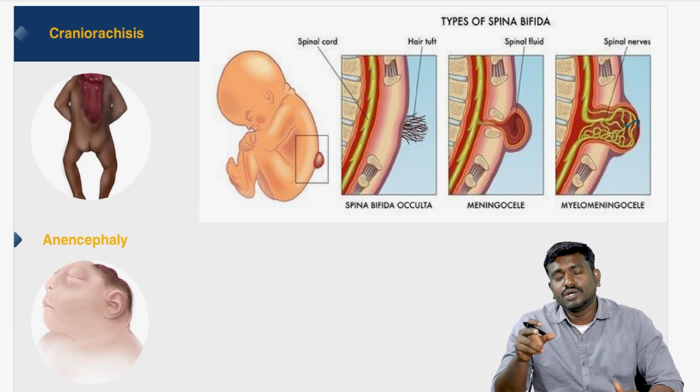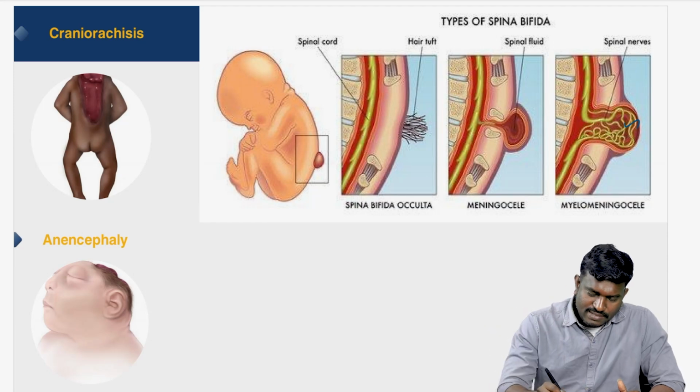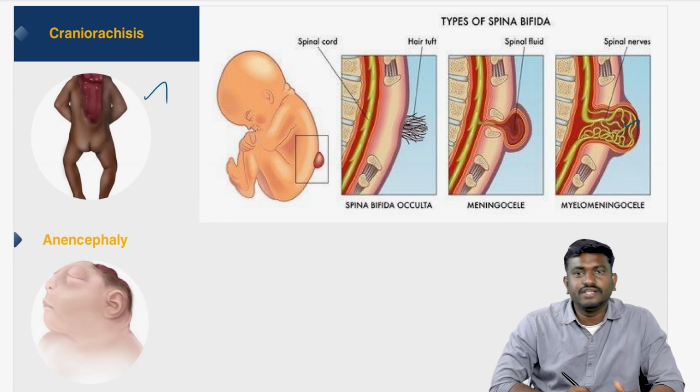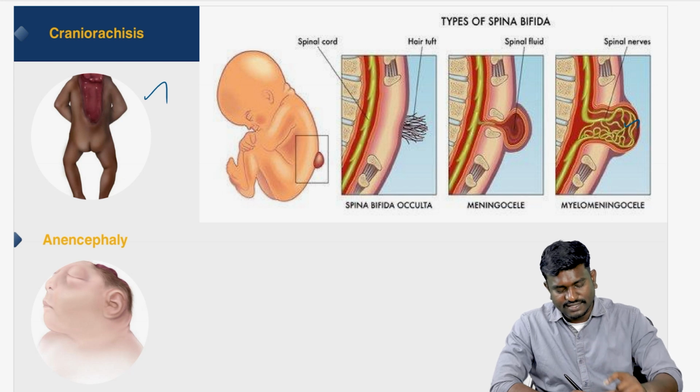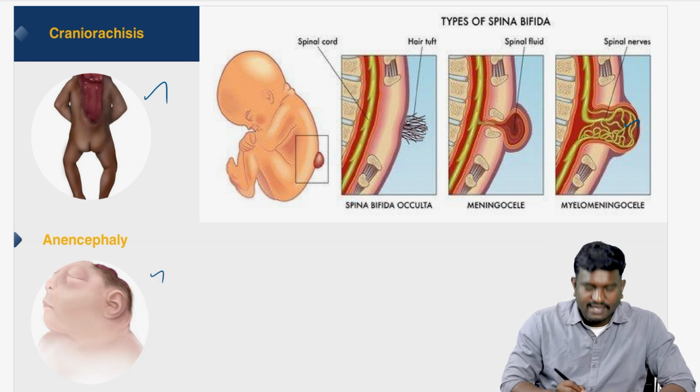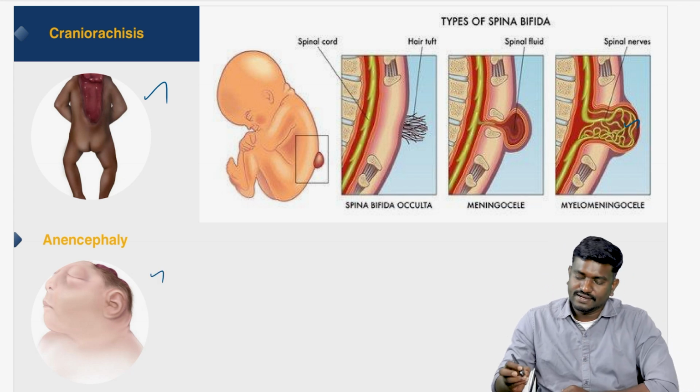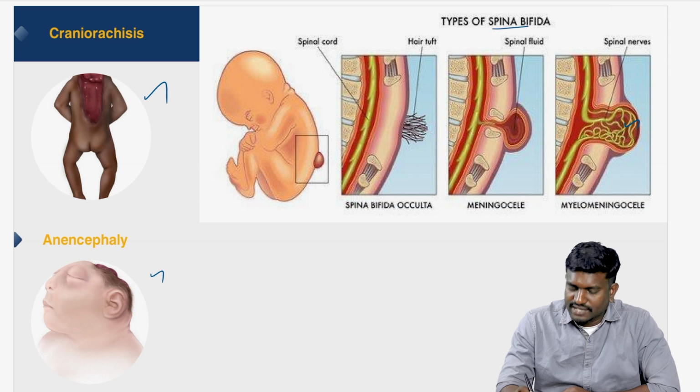Let's look into the neural tube defects. What is the first image here? This is called as what? Craniorachisis. Please look at the image. And the second one is going to be anencephaly. Great. Now, types of spina bifida.